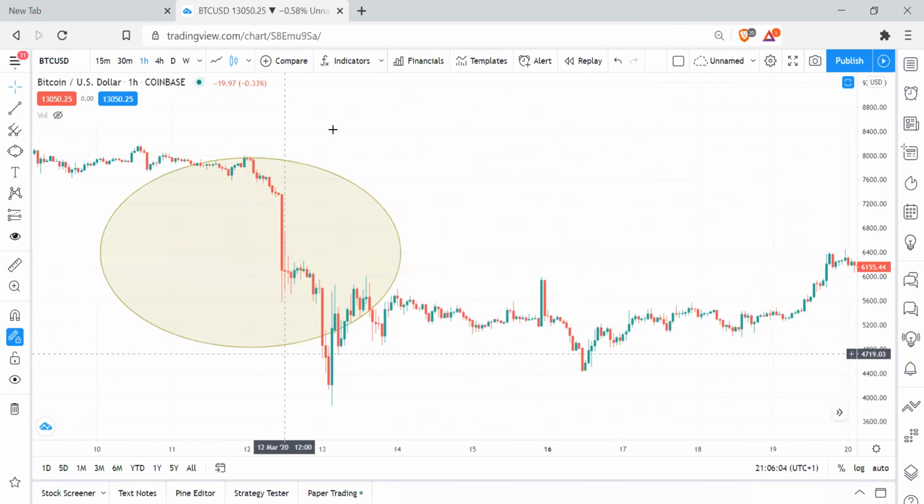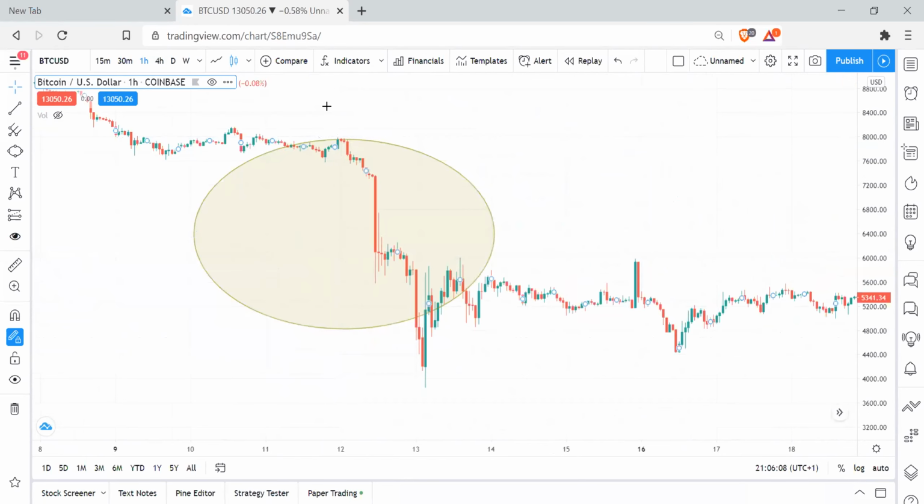So this is the high of that region. This is the high. This is the low. So let's count. We have 1, 2, 3, 4, 5, 6, 7, 8, 9, 10, 11, 12, 14, 15, 16, 17, 18, 19, 20, 21, 22, 23, and 24. The next candle begins the new day.